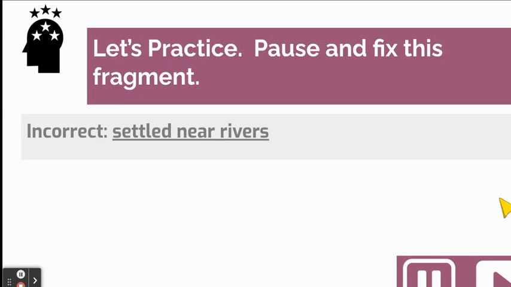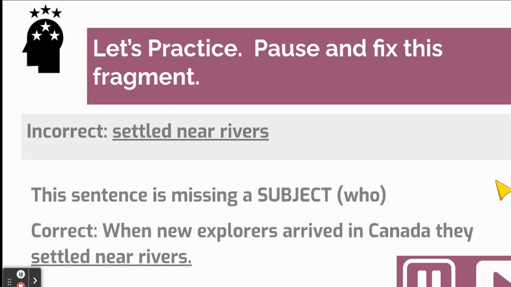One more time. Settled near the rivers, pause, and fix this fragment. All right, this sentence is missing a subject or who. We might fix it by saying something like, when new explorers arrived in Canada, they settled near rivers.